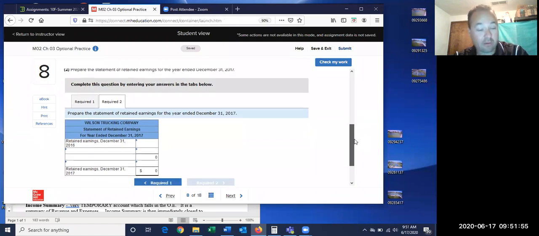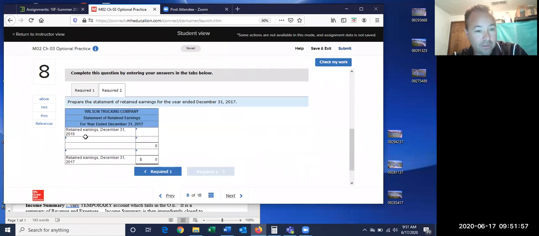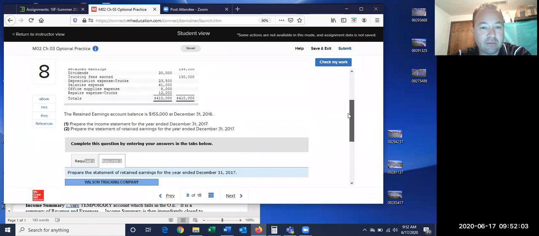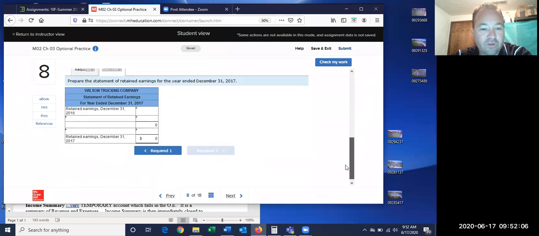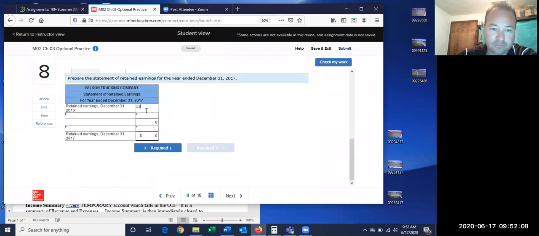Part 2, it's got our proper title all ready to go. Retained earnings at the beginning of the year, they told us that. Let's just get the amount. It was 155,000. Now we add in our net income, and that's where we simply get our number from last time, 25,500.